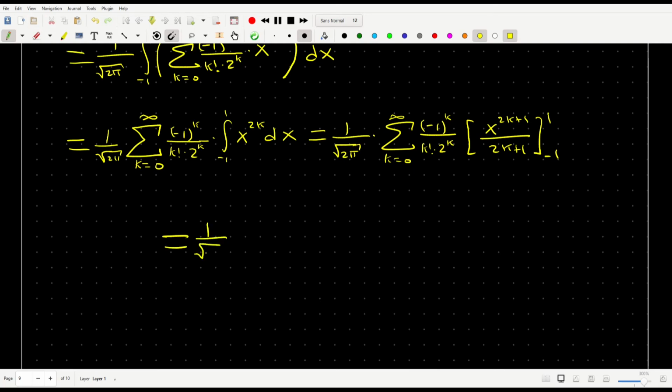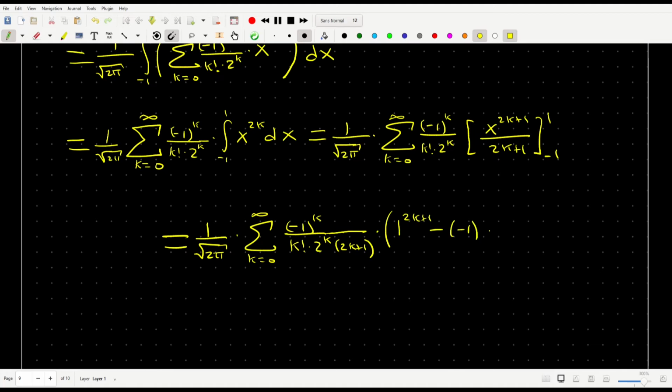This is then going to be 1 over the square root of 2 pi times the infinite summation from k equals 0 to infinity of (-1)^k over k factorial times 2^k, and this will just be times 1 over 2k+1, then times 1^(2k+1) minus (-1)^(2k+1).